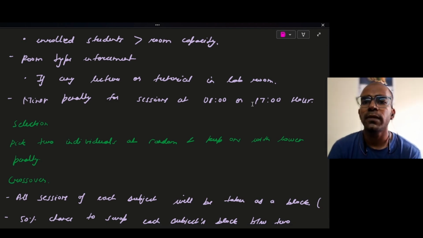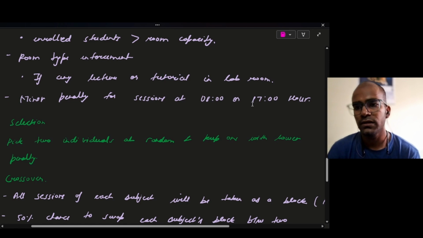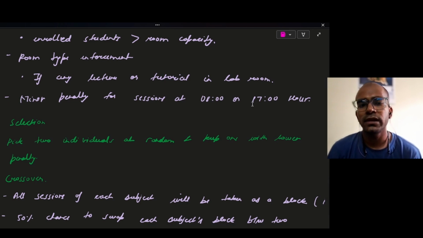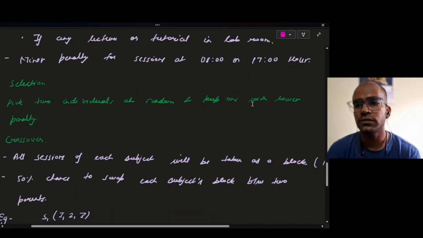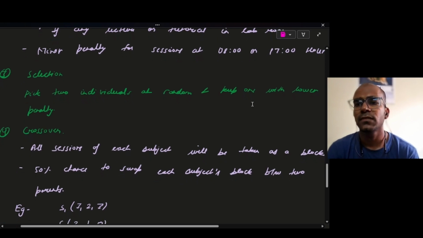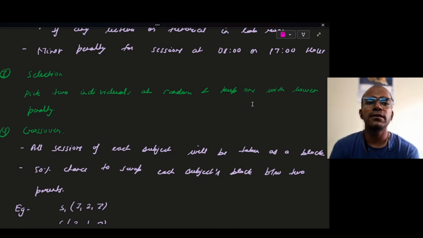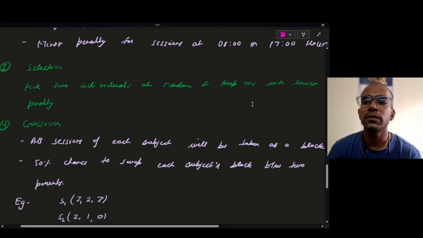And a minor penalty will be introduced for sessions at 8 hours or 17 hours, as it is asked to avoid the 8 a.m. and the 5 p.m. to 6 p.m. slot. Now selection will take place. At random, two individuals will be selected and the one with the lower penalty will be taken forward and the other one will be rejected.